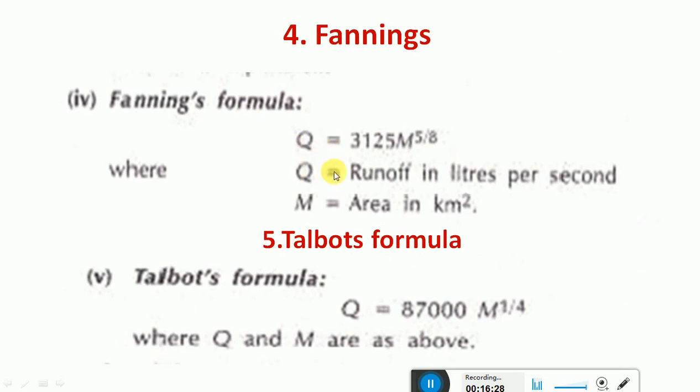There is another formula called Fanning's formula. It is given by Q is equal to 3125 m to the power of 5 divided by 8. Here Q is the runoff in liters per second, and m is the area in kilometers square. You can see that the area in some formulas is in hectares, and in others it is in kilometer square. That unit should be carefully noted before you estimate the runoff using any particular formula. Then you have Tableau's formula. It is given by Q is equal to 87,000 m to the power of 1 by 4, where Q and m are the same as above.